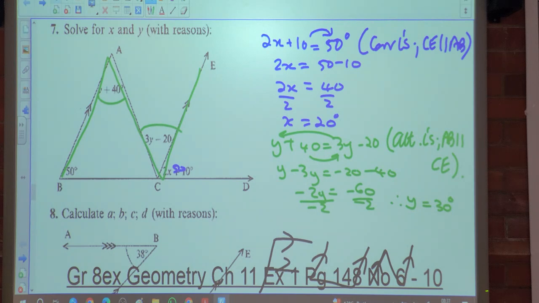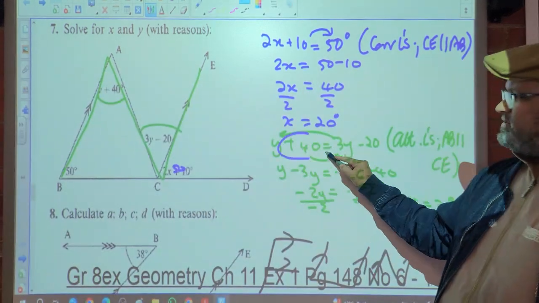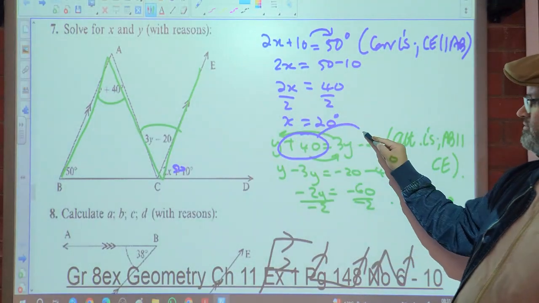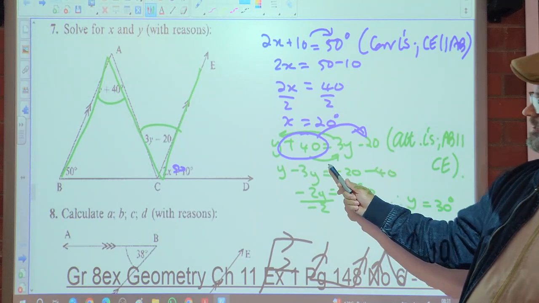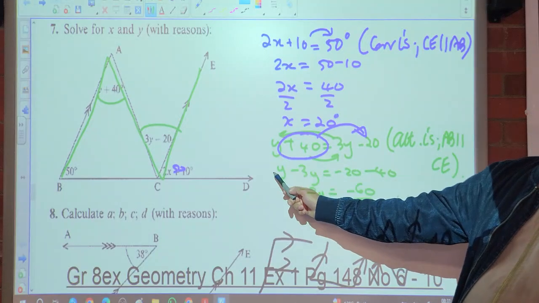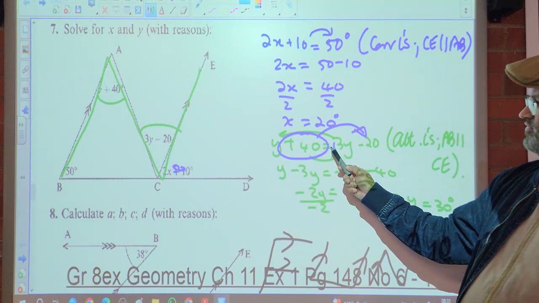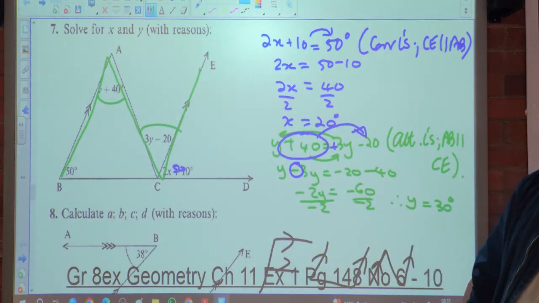Any confusion there? Yes, Michael? Isn't it, if 20 goes over the equals sign, doesn't it become positive? But it didn't take 20 over the equal sign. It took 40 over the equal sign. So 20 remains negative 20. Positive 40 becomes negative 40. Y stayed here, so y remains positive. You bring positive 3y over, it becomes negative 3y. Do you understand? Yes. Okay.